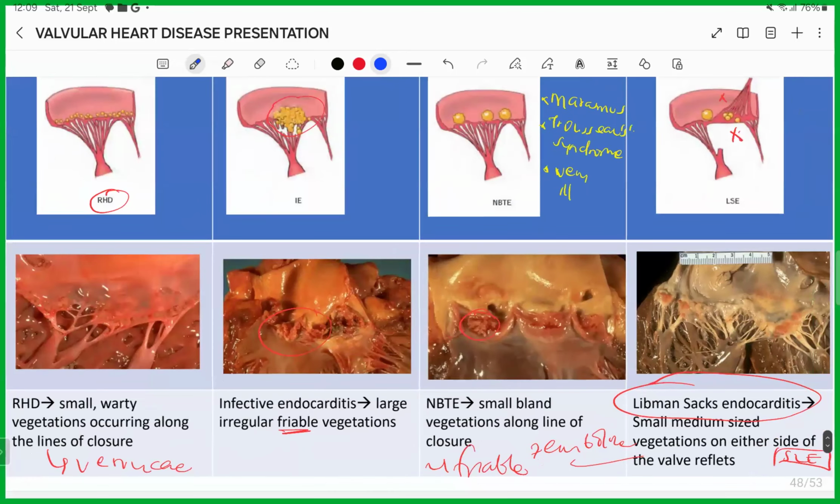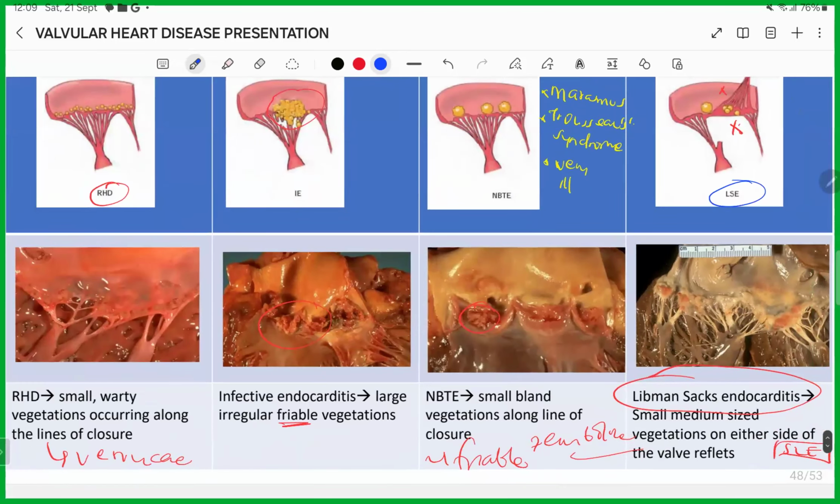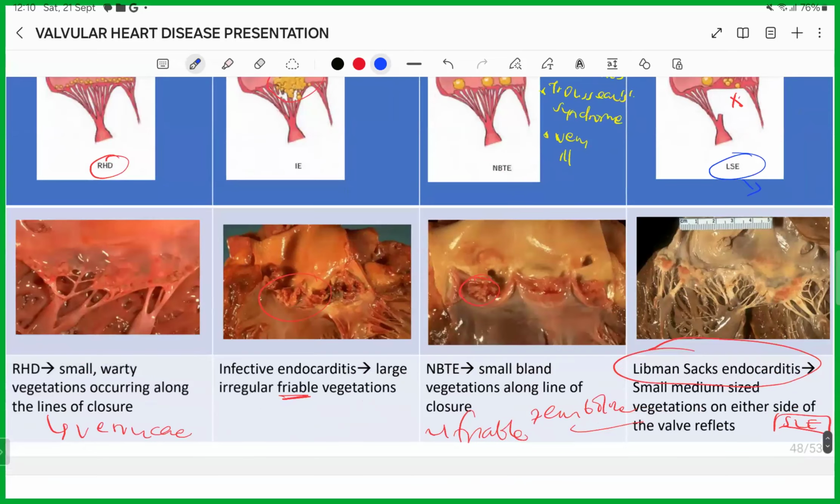And then these ones that are Libman-Sacks endocarditis associated with lupus, you have these ones that are small and found on either side of the valve leaflets. So at the top and at the bottom, that's usually characteristic for Libman-Sacks endocarditis. So in patients with lupus, if you hear a murmur, it could be due to Libman-Sacks endocarditis.